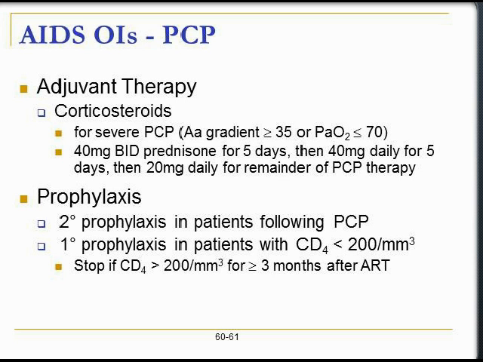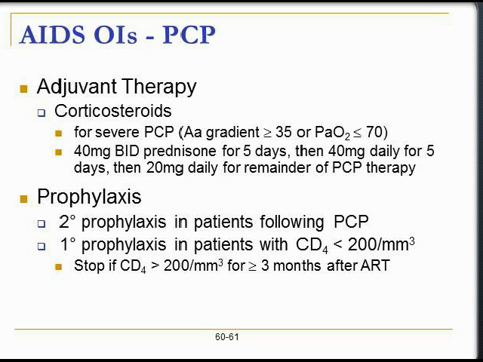Severe PCP is PCP accompanied by an AA gradient greater than 35 or a PO2 less than 70. So this patient had a PaO2 of 63, which is less than 70. An AA gradient at sea level is 150 minus the PO2 minus the PCO2, and so for him, his AA gradient is also elevated. So he does have a reason for using adjuvant prednisone.